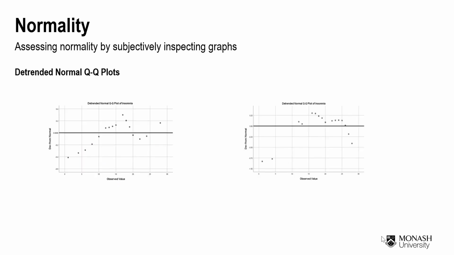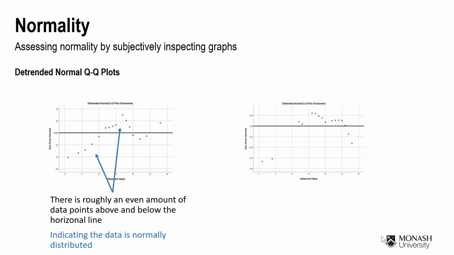2 examples are also given for the detrended normal QQ plots. The left depicts normality being met, and the right depicts normality being violated. In the first graph, there is roughly an even amount of data points above and below the horizontal line, indicating the data is normally distributed.